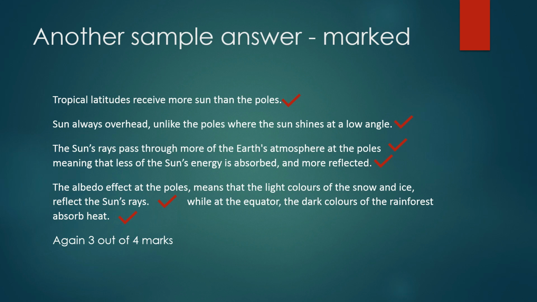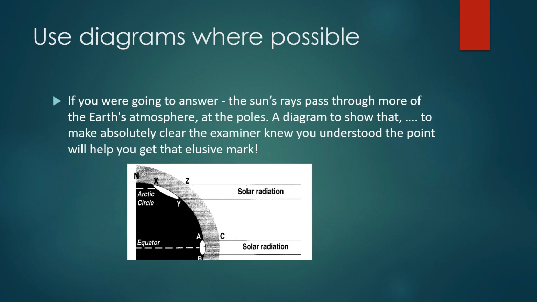The albedo effect at the poles means that the light colors of the snow and ice reflect the sun's rays. Again credit, but the sentence goes on to explain, while at the equator, the dark colors of the rainforest absorb heat. Again a full mark, so 3 points are made and expanded on. That would get 3 out of 4 marks for this question.